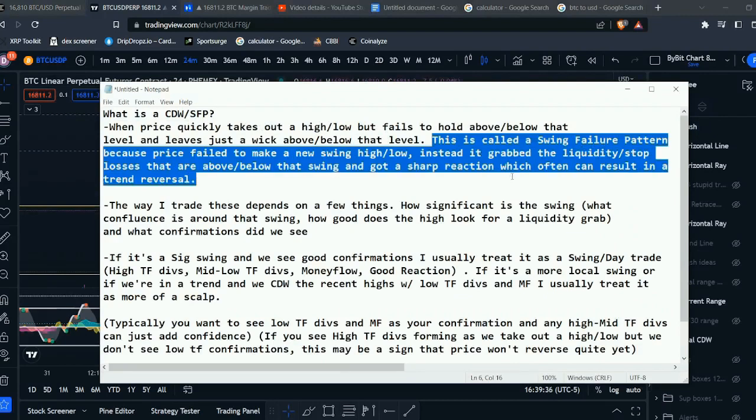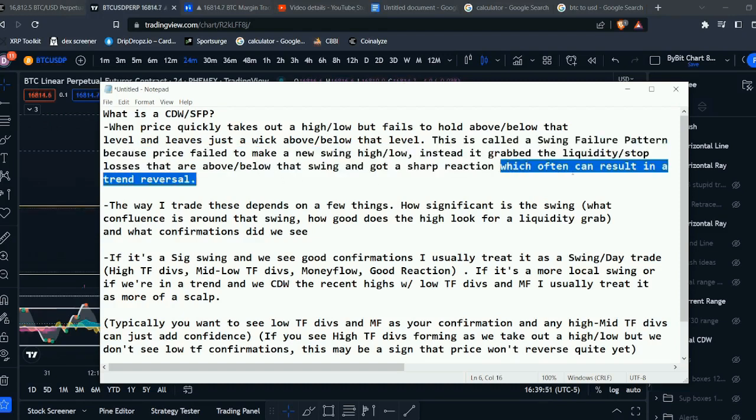And it is called a swing failure pattern because price failed to make a new swing high or low. Instead, it grabbed the liquidity and stop losses that are above or below that swing and got a sharp reaction. And these can often result in a trend reversal.